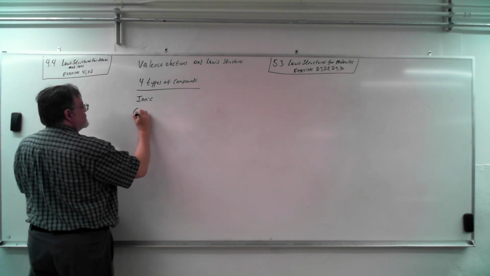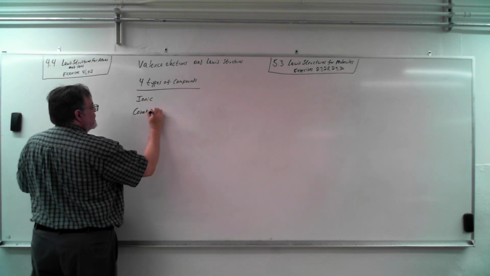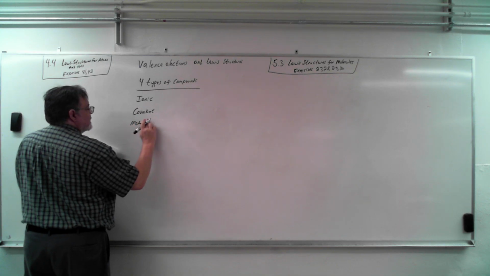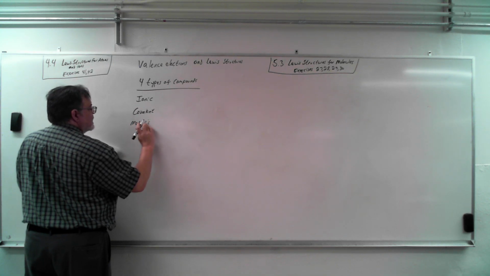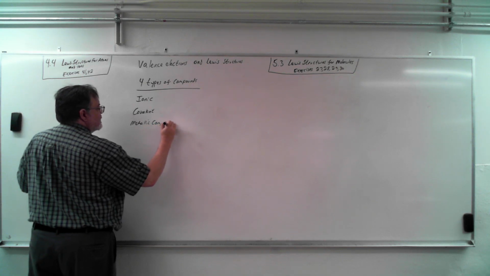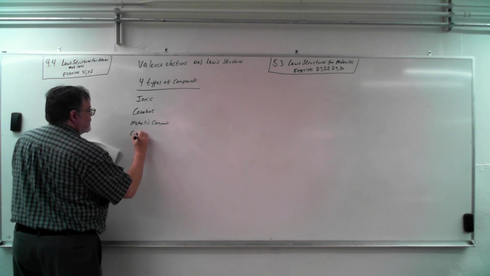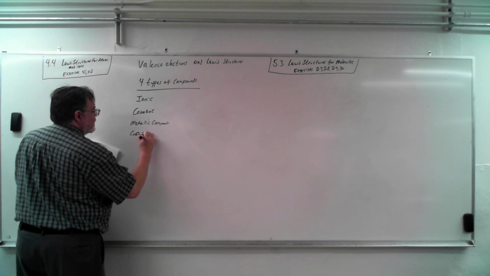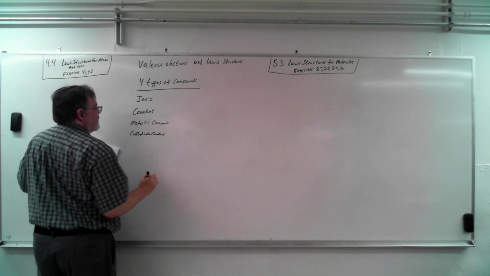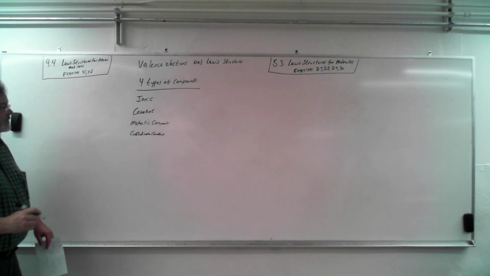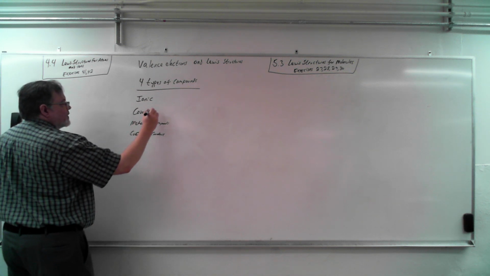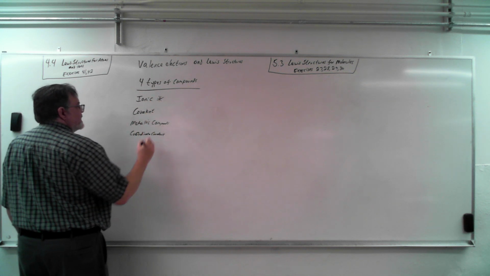ionic compounds, covalent compounds, metallic, and something called... those are the four types of compounds throughout the entire universe. We've already talked a good bit about these.